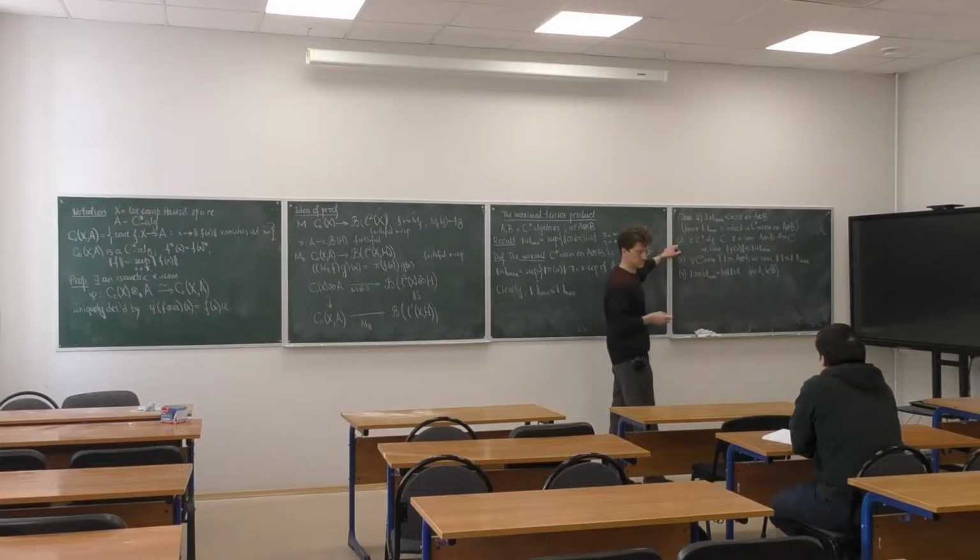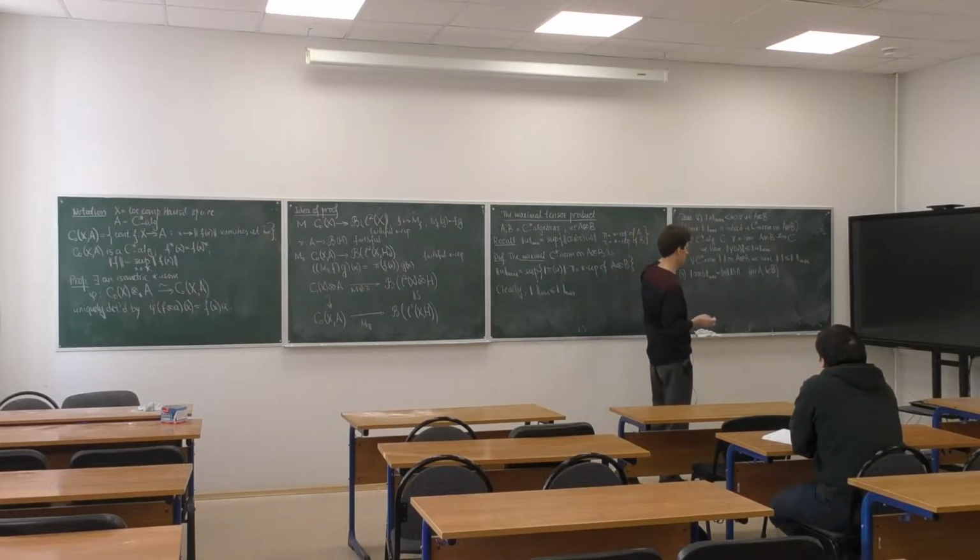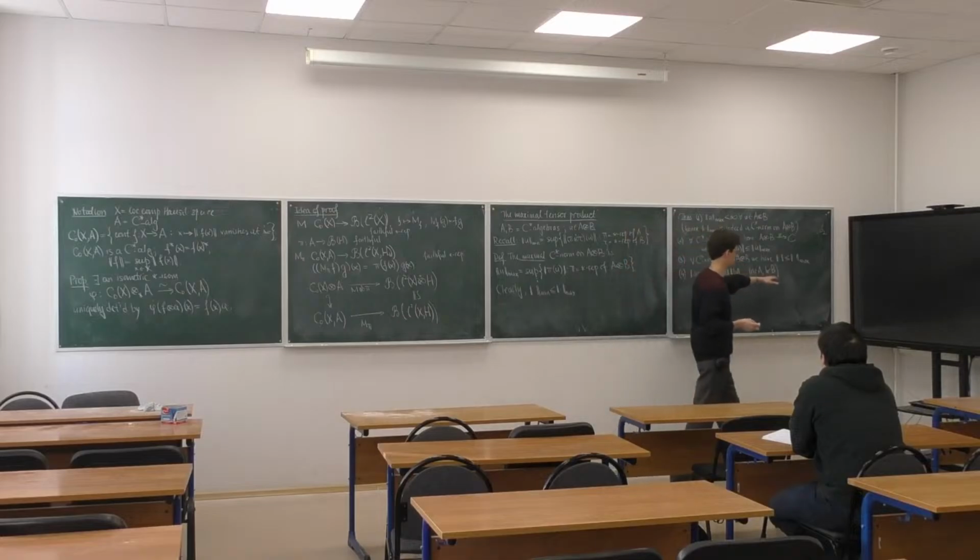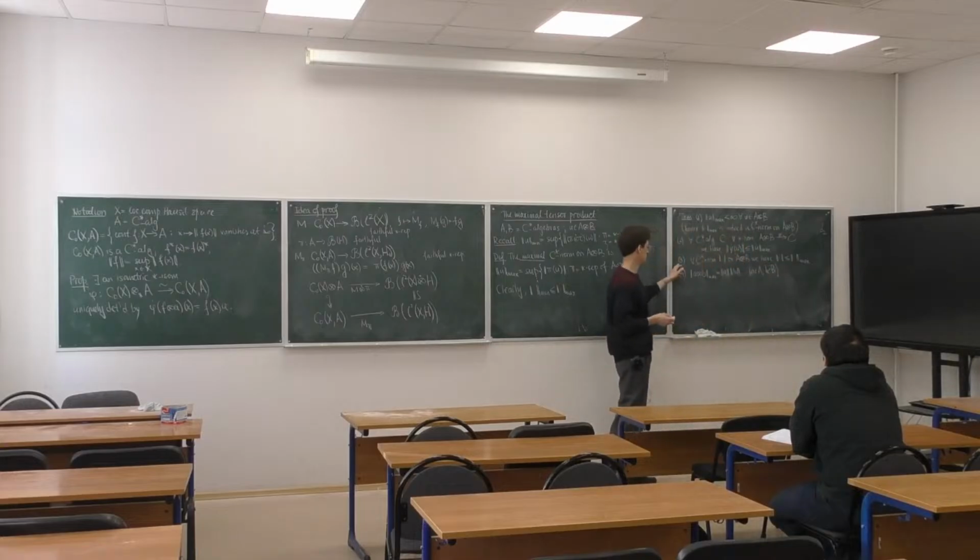3 follows from 2. Just consider the identity map from this algebra to itself. First of all, we equip it with the maximal norm, and then with this norm, and apply 2, and we get property 3.